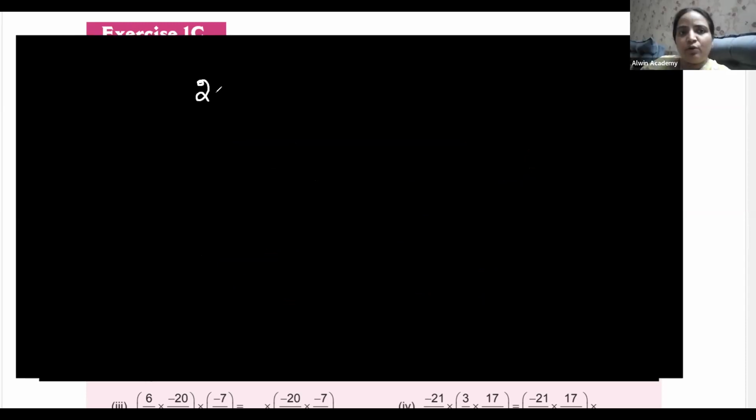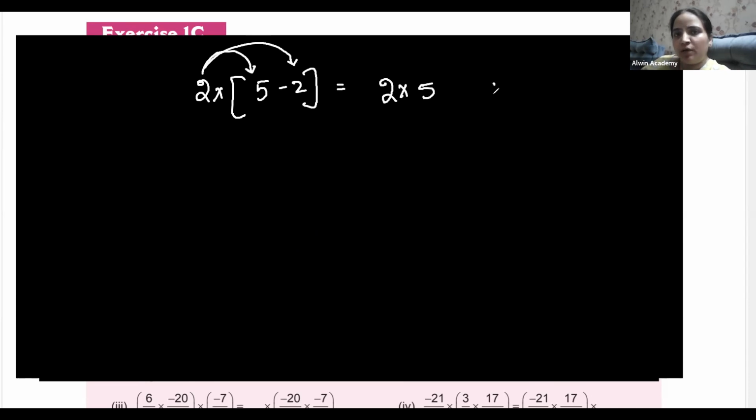If I have 2 times 5 minus 2, so I'll distribute this 2 to both the parts inside. It will be 2 times 5 and 2 times 2. But because of this subtraction sign, I'll write the subtraction sign here. Segregate things with brackets, and let's see if both the answers are correct. Do it in your notebook, everyone, quickly, and tell me if we can distribute multiplication over subtraction.